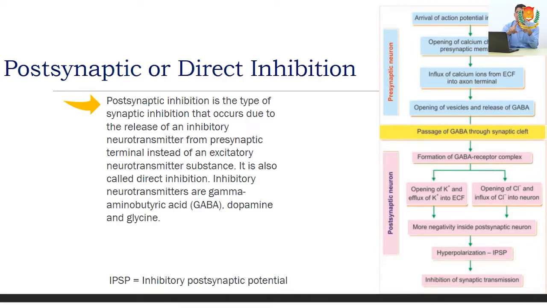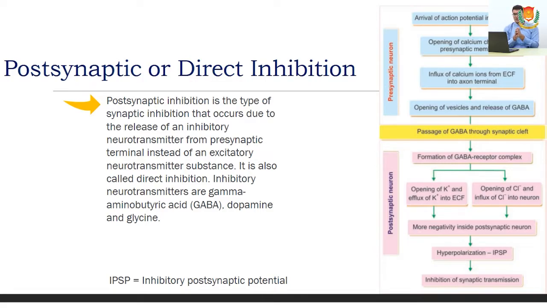Then what will happen? The vesicles open, and what will be released? GABA. What is GABA? Gamma aminobutyric acid, which is an inhibitory type of neurotransmitter. The GABA is released into the synaptic cleft. What is the synaptic cleft? The space between the two neurons at the synapse. Okay, this is the pre and this one is the post, and this one is the space.